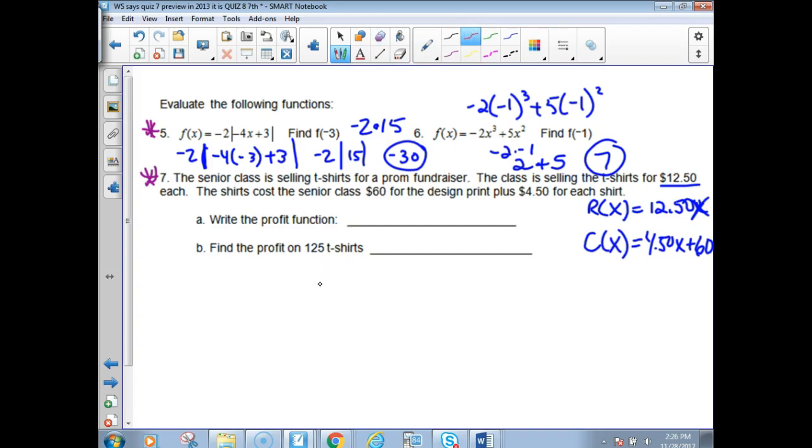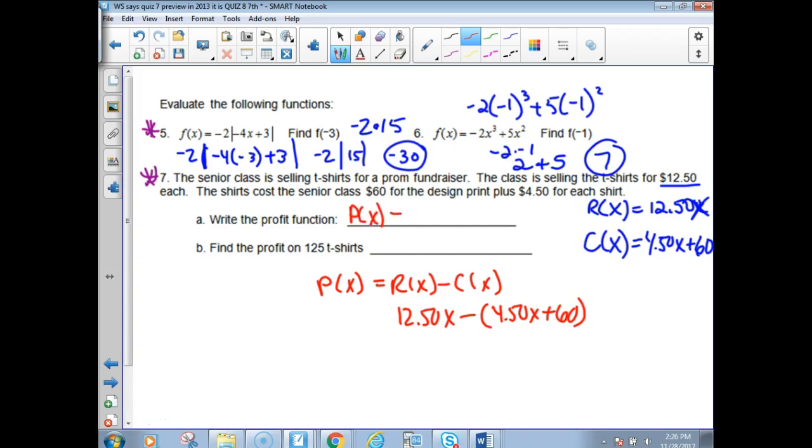If you want to know your profit, we did a few of these. Apparently that was in a book assignment as well. The profit function, P of X, is the revenue function minus the cost function. You got to take out your costs from your revenue. So if your revenue function is $12.50x and you're subtracting from that $4.50x plus 60, that simplifies to the profit function P of X, and I expect it's simplified.